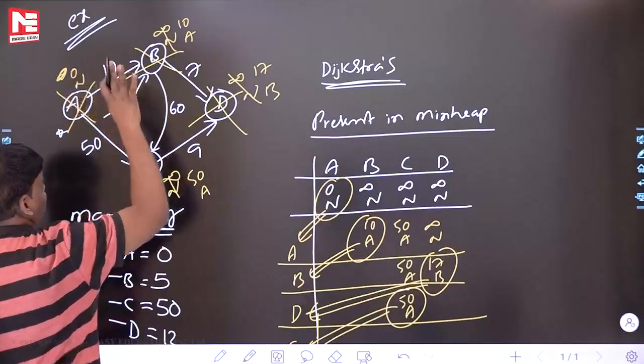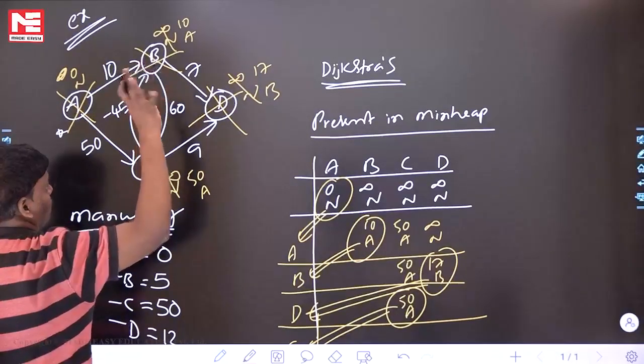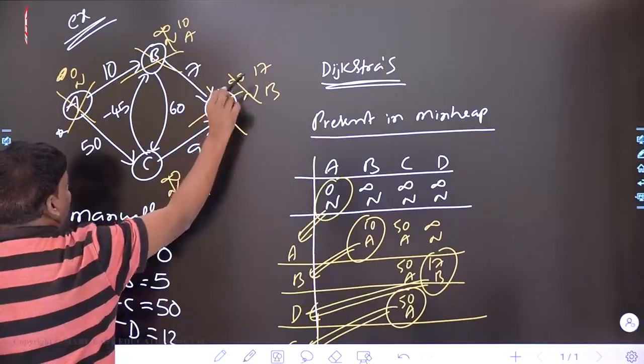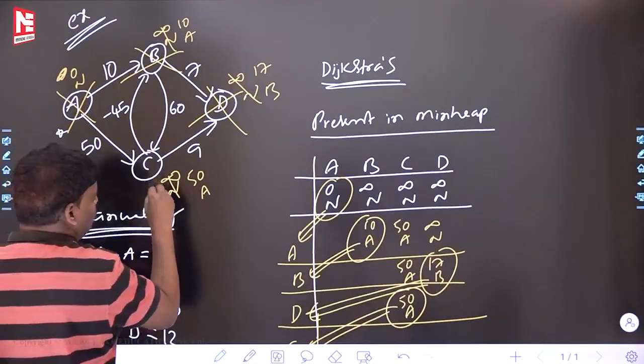According to Dijkstra's, we are doing Dijkstra's algorithm. Forget about negative, positive. A minimum, delete. Next one, B minimum, delete. Next one, D minimum, delete. Now C has come.